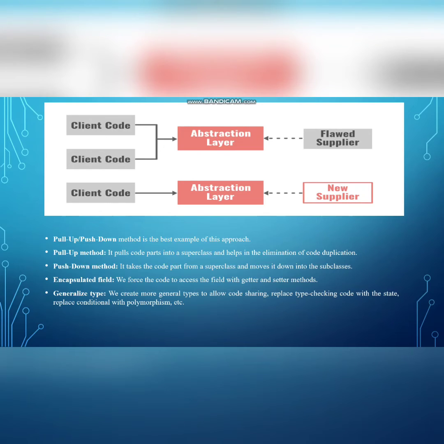What is the pull-up method? The pull-up method pulls code parts into a superclass and helps in the elimination of code duplication. And what is the push-down method? It takes the code part from a superclass and moves it down into the subclass. Encapsulate field: we force the code to access the field with getter and setter methods. Generalize type: we create more general types to allow code sharing, replace type checking code with state, replace conditional with polymorphism, etc.